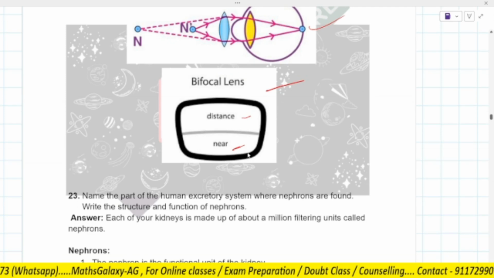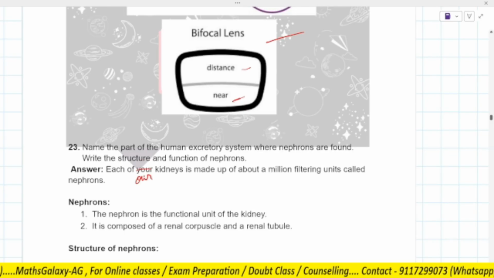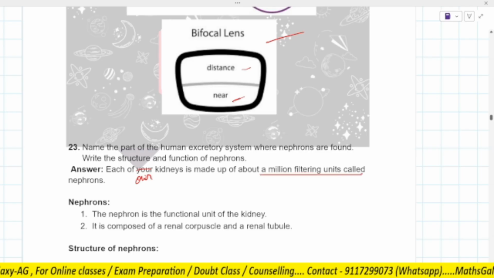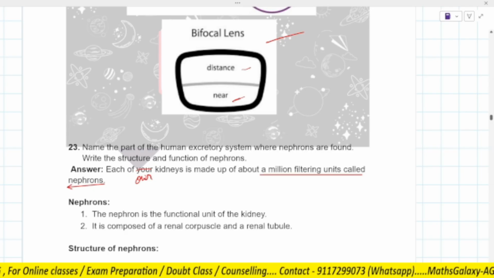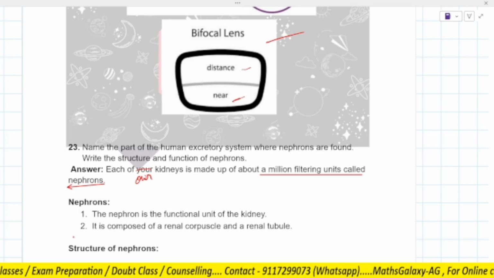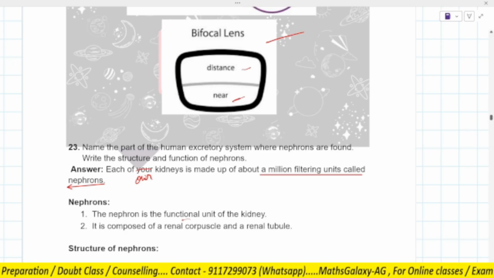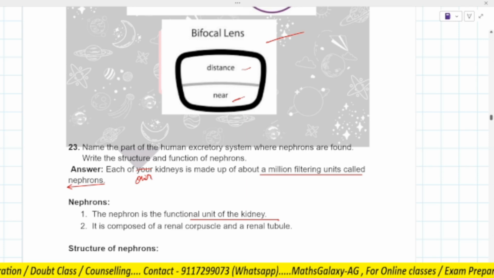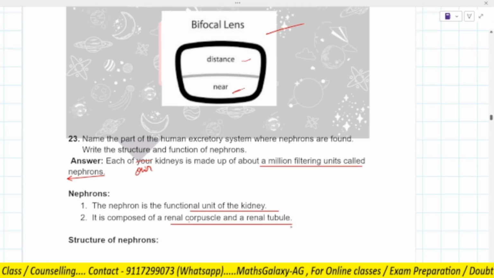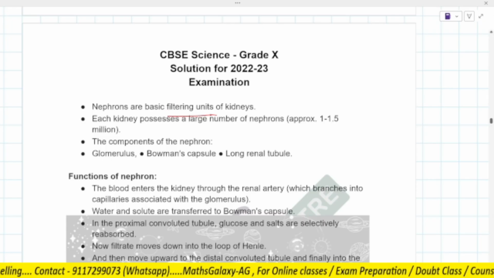So let's see here. Each of our kidneys is made up of about a million filtering units, known as nephrons. The brain is made up of neurons, okay. So in the brain we will find neurons, and in the kidney it's nephrons. The nephron is the functional unit of the kidney. It is composed of a renal corpuscle and a renal tubule. The structure will be like this here. Nephrons are basically the filtering units of kidneys.